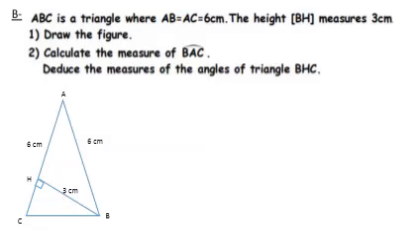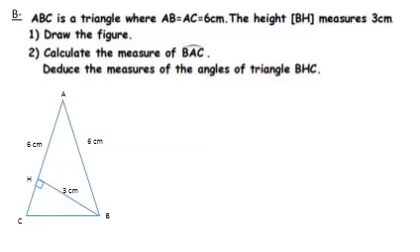This is the given. And now we are asked to calculate the measure of BAC. So BAC, it's like BAH. It's a right triangle at H. So I'm going to use the trigonometric ratios in order to find the measure of BAC.